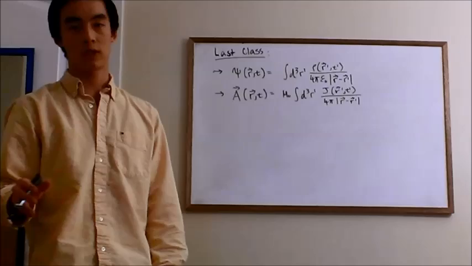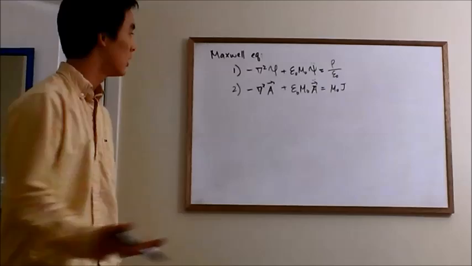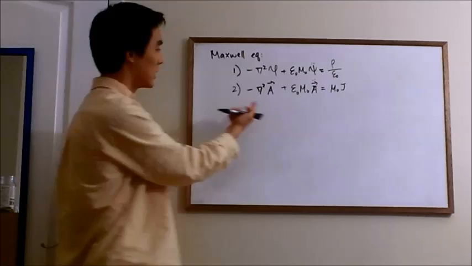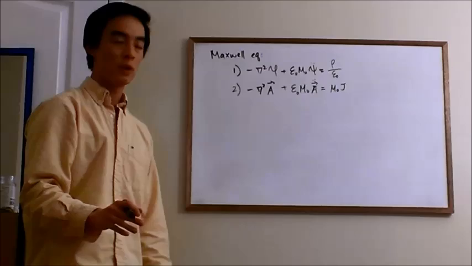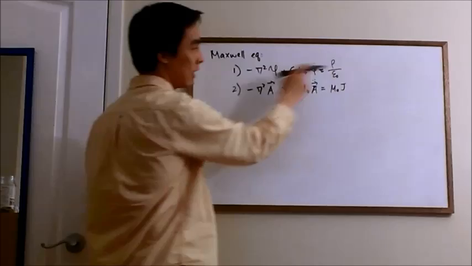So to start things off, I'm going to write the Maxwell equations. Now today I'm only going to derive the scalar potential because the vector potential, as you can see, is the same thing as the scalar potential, just with different constants right there. So for starters, I'm going to take the Fourier transform of the phi and the rho term and see what we get.